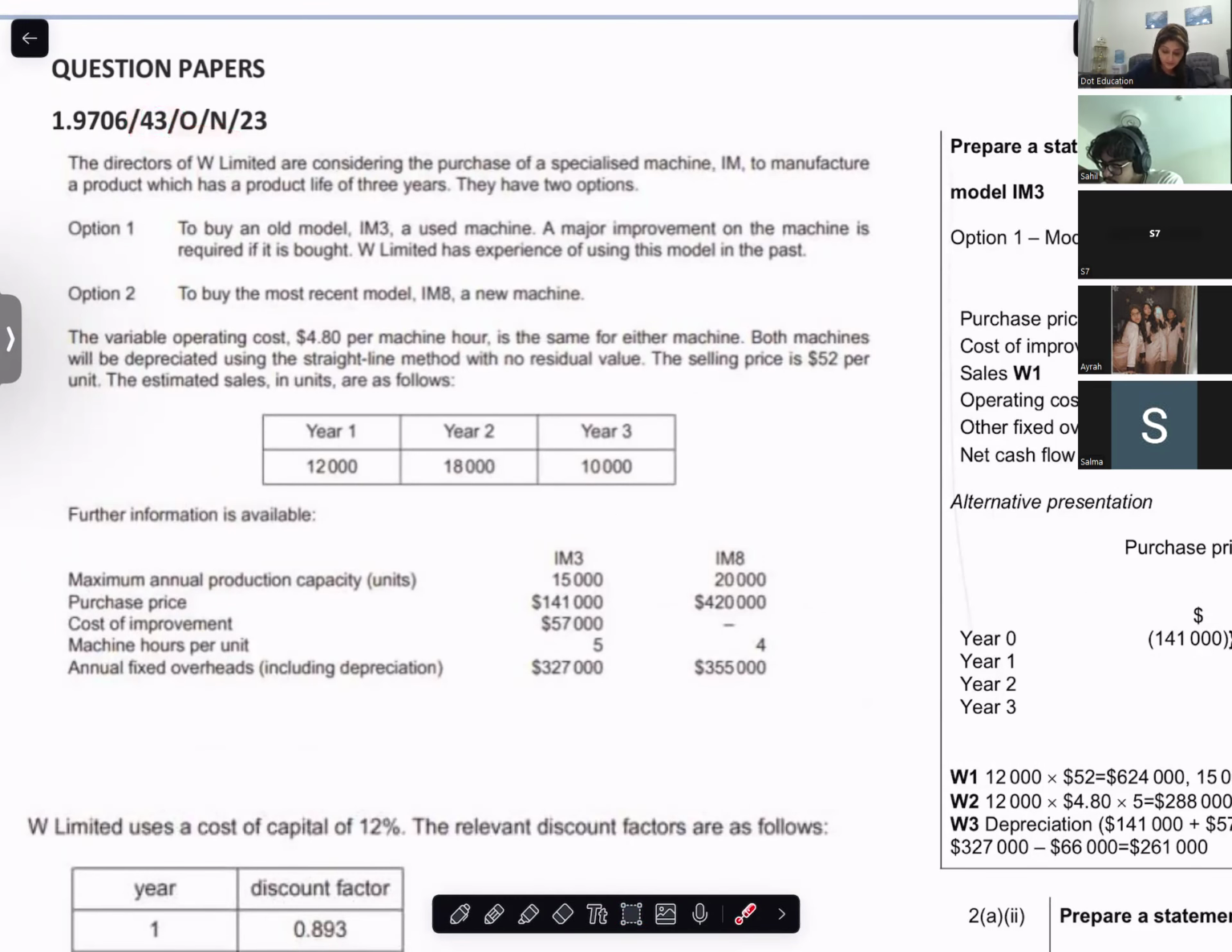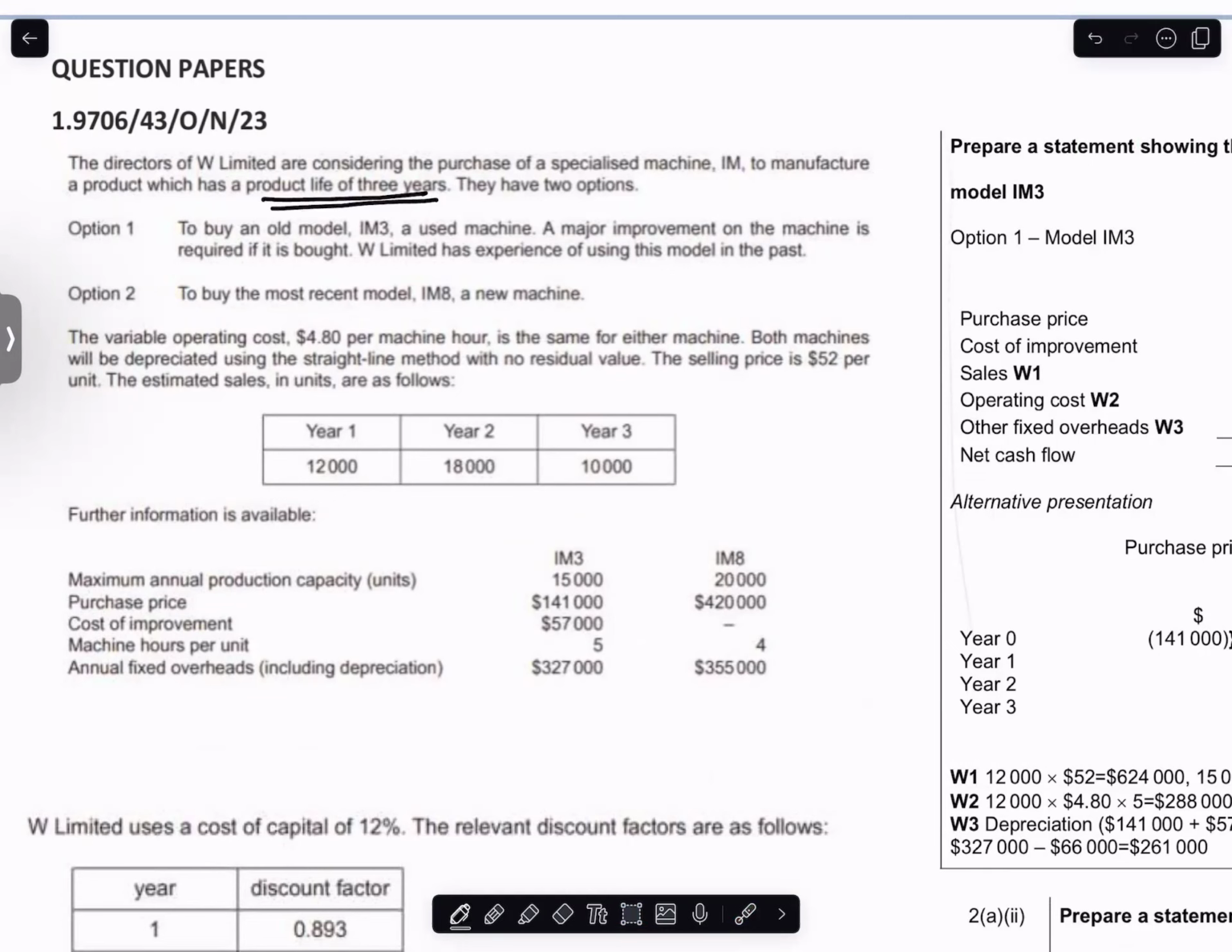Can you read the question for me? Yeah. The directors of W Limited are considering the purchase of a specialized machine IM to manufacture a product which has a product life of 3 years. They have two options. Option 1, to buy an old model IM3, a used machine. A major improvement on the machine is required if it is bought. W Limited has experience of using this model in the past.